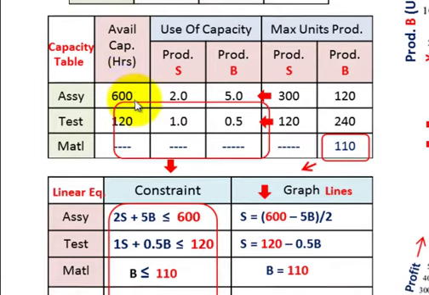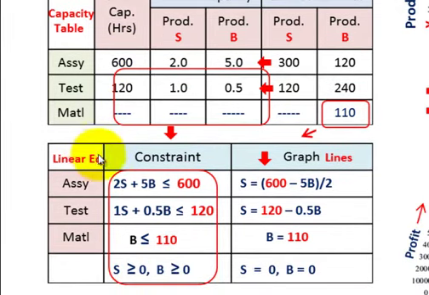Okay, so the next thing we have to set up are linear equations, and we're going to have to set up our constraints based on our available capacities and how we assign them. So the first thing we have to do, let's look at the constraints we're dealing with again: the assembly, the test, and that material constraint.